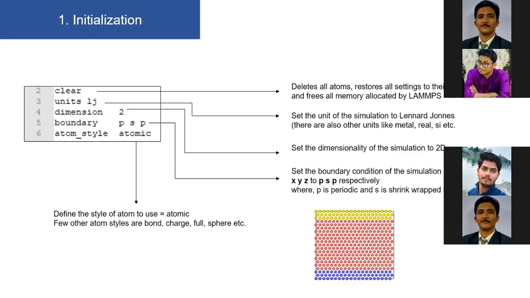So why is it used mainly? Suppose you ran a few simulations before running this one. So there might be some memory allocation in LAMMPS that may affect the new simulation you did. The new simulation you're doing might have some effect on the past simulation.